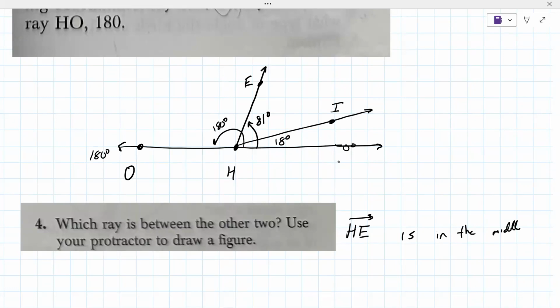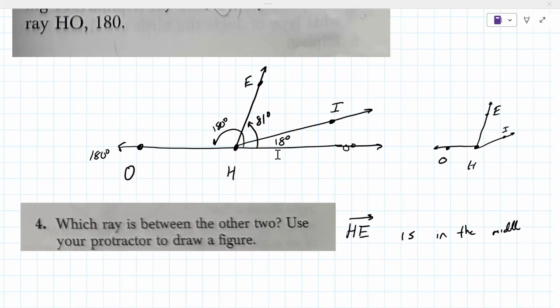So if we were to draw it more simplistically, imagine that's H, that's I, H E, H O. And I think that's more clear about which one is in the middle, which is H E. All right, so that answers that question. Now this other picture is good for finding angle measures.